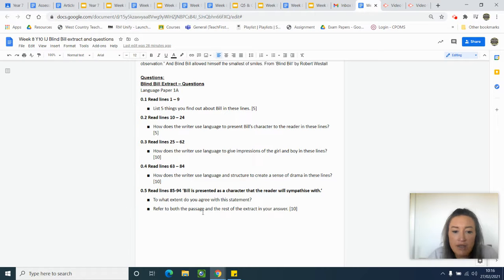Question 5, Bill is presented as a character that the reader will sympathise with. To what extent do you agree with this statement? Now remember, you must start, I agree with this statement to a certain extent, and then try to argue both sides of the argument, ideally.